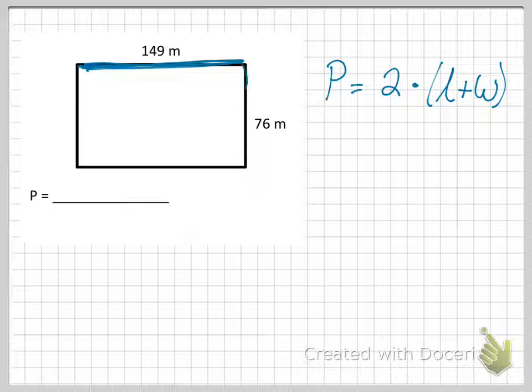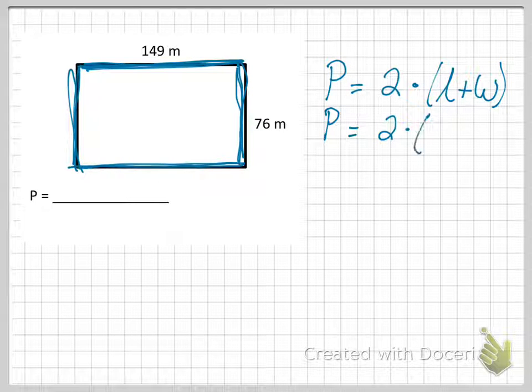And then we're going down to the width, which is 76. Then we go across again, which is 149 meters. And then we go up another 76 meters. So what we need to do is fill in what the length and the width is. So P equals 2 times the length, which is 149, plus the width, which is 76.